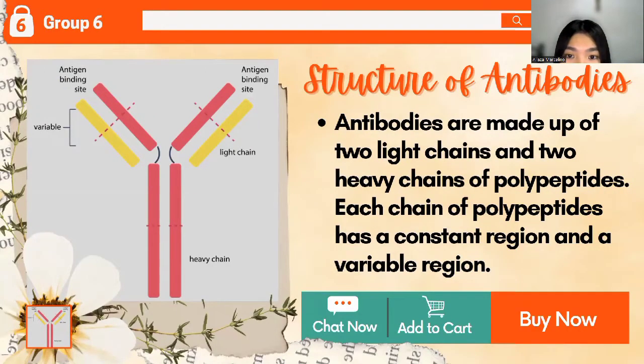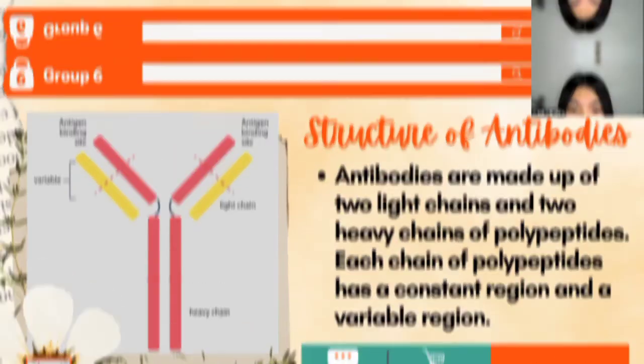Antibodies are made up of 2 light chains and 2 heavy chains of polypeptides. Each chain of polypeptides has a constant region and a variable region. So antibodies are immune system related proteins called immunoglobulins, and each chain of polypeptides has a constant region and a variable region. So what are antibodies known as again? Let's see in the next page.